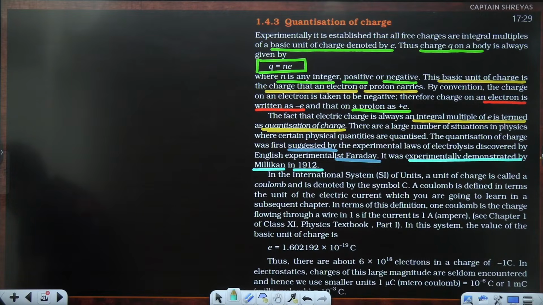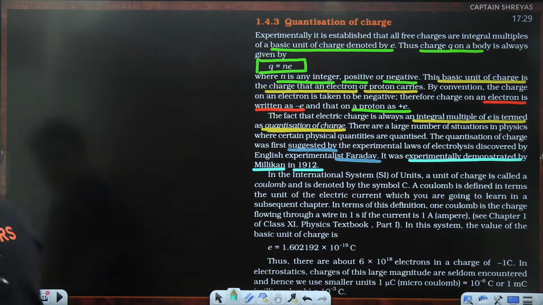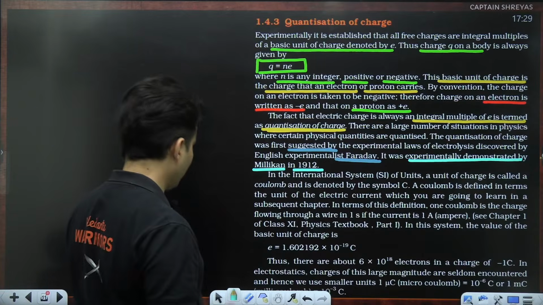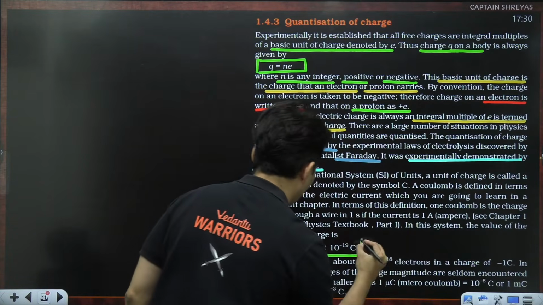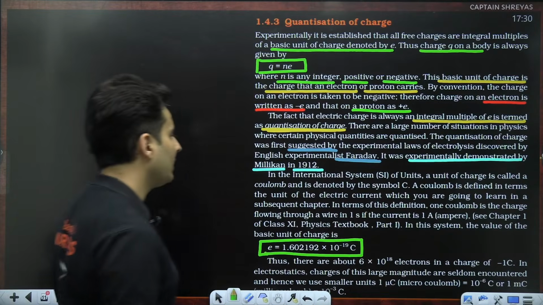Everyone with me? Yes. E is negative for an electron, and for a proton it is plus E. So we are going to take the magnitude most of the times. So what's the value of E? That is also given right over here. E is nothing but 1.6 into 10 to the power minus 19 Coulomb.